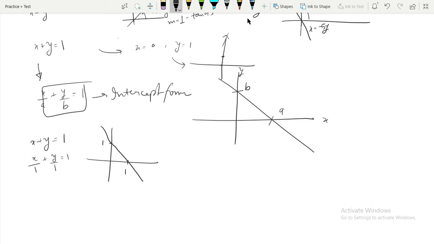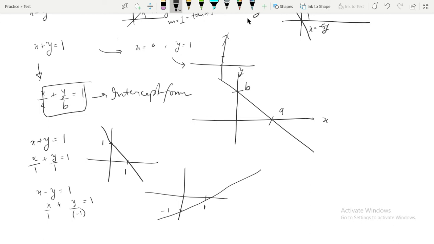Now if somebody asks you x minus y is equal to 1, then also you can write it as x by 1 plus y by minus 1 is equal to 1. Now if we try to plot it, it would look like this: x is 1, y is minus 1. So we would be getting a straight line like this.